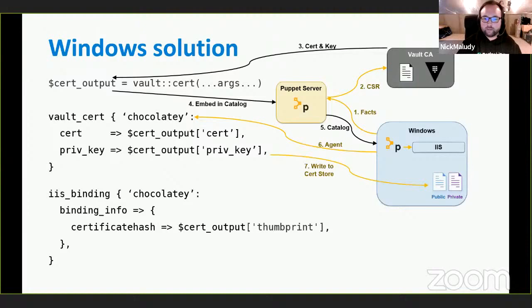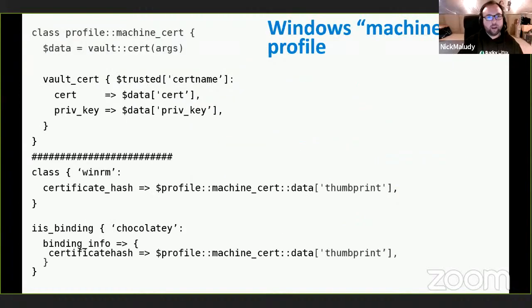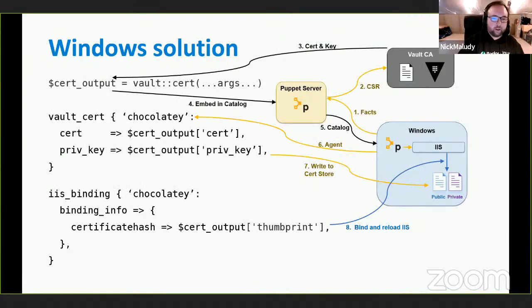In this case, it's the Windows Certificate Store, which is like a special cert: area on the file system on Windows. And the final piece is that we call our IIS binding, where we have the thumbprint that was embedded in the catalog, and we can tell IIS to bind to that thumbprint. And now we've got a properly configured IIS instance that has our centrally signed certificate from Vault. One other note here, the IIS binding resource will automatically restart or reload the IIS instance or the IIS site whenever that certificate hash changes. So that's handled behind the scenes for us automatically. We don't need to notify in this case.